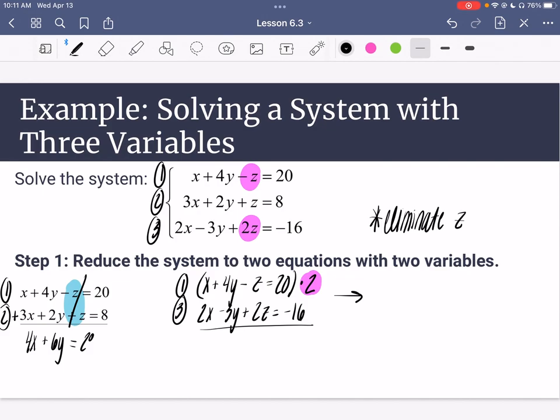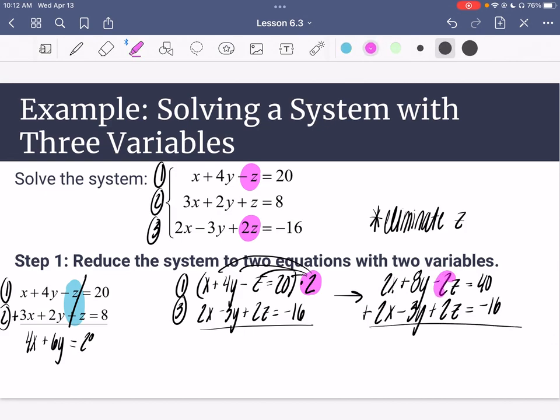Okay, so I'm going to distribute this 2. I get 2x plus 8y minus 2z equals 40. Then carry down or rewrite my third equation like I already had it. And now my negative 2z and the positive 2z are going to eliminate. Then I add down, I get 4x, 8y minus 3y is 5y, and then 40 minus 16 is 24.